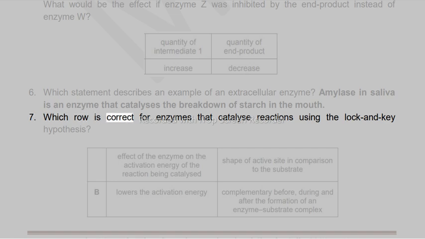7. Which row is correct for enzymes that catalyze reactions using the lock and key hypothesis?